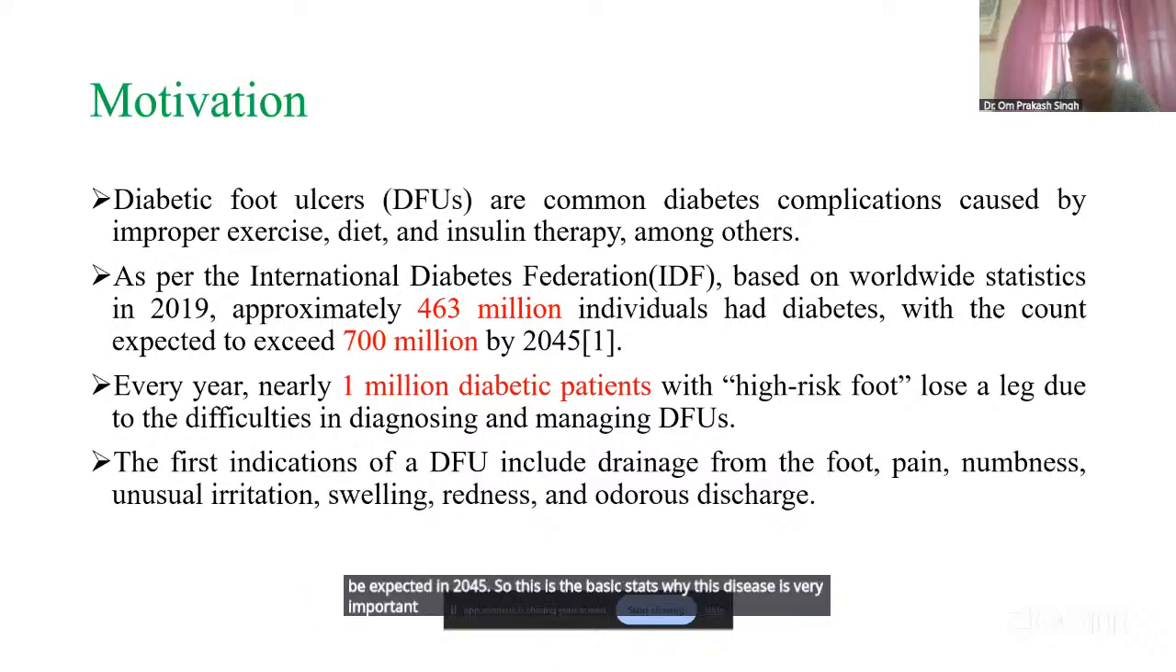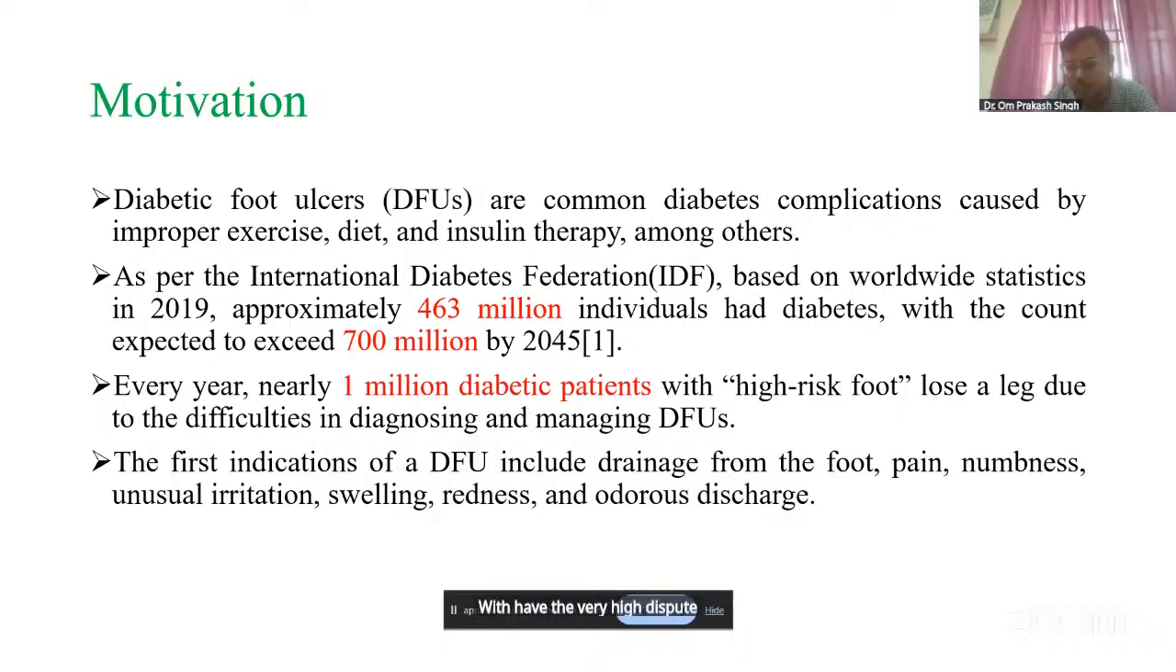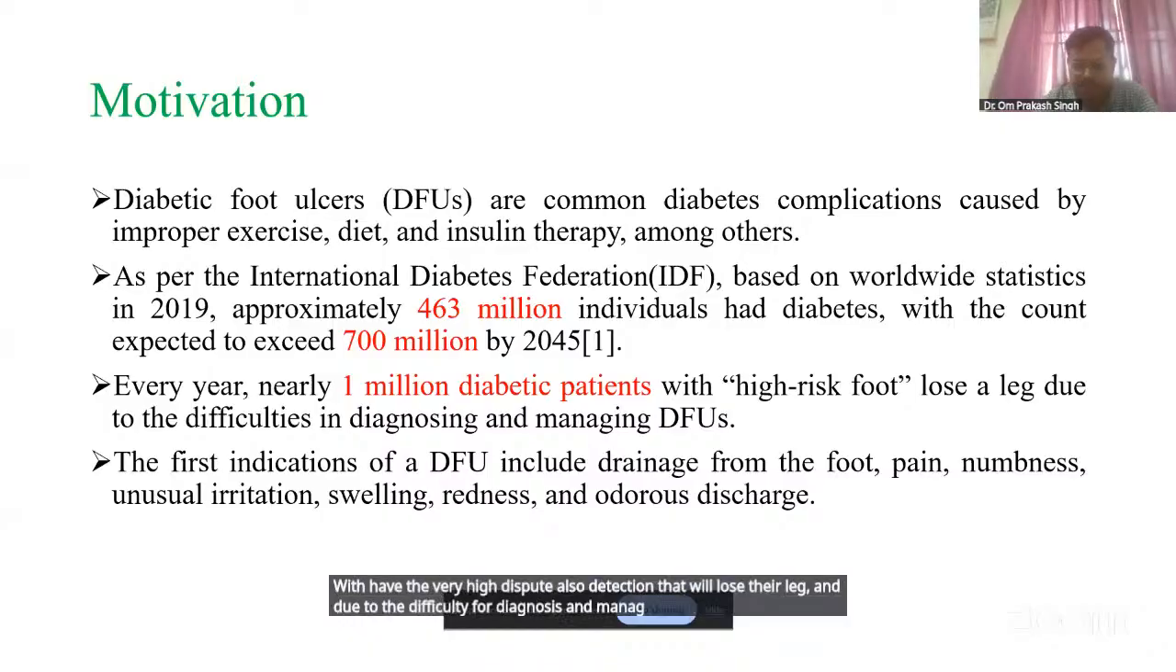One more thing we have noticed is that every year more than 1 million diabetic patients are at very high risk of foot ulcers that cause them to lose their leg, and it is difficult to diagnose and manage diabetic foot ulcer. So this disease has a very significant effect on human beings.